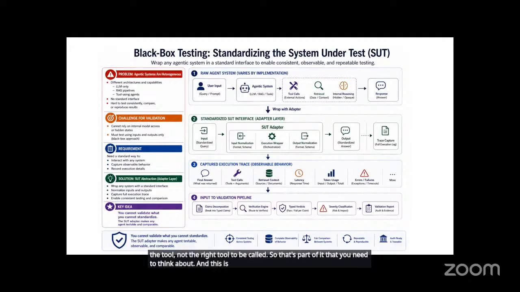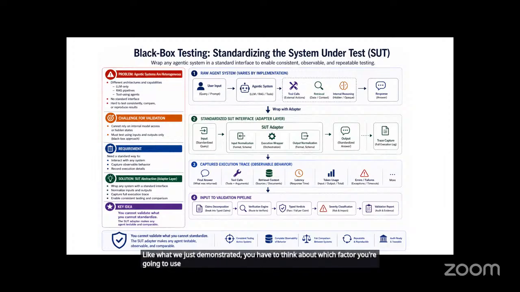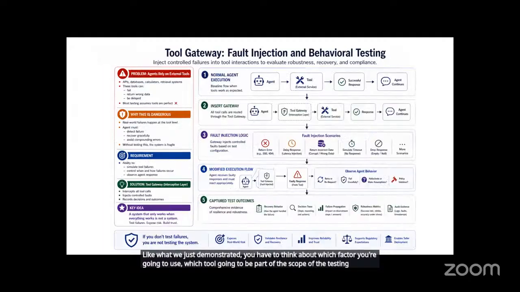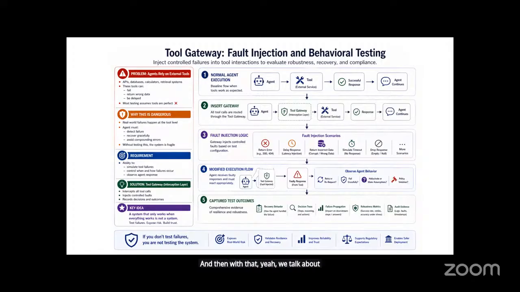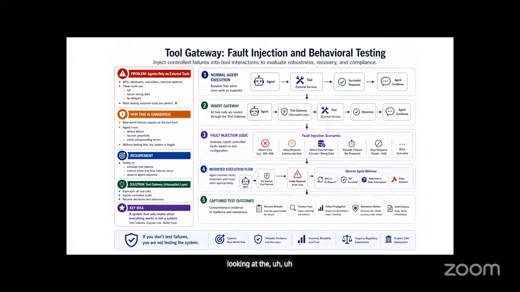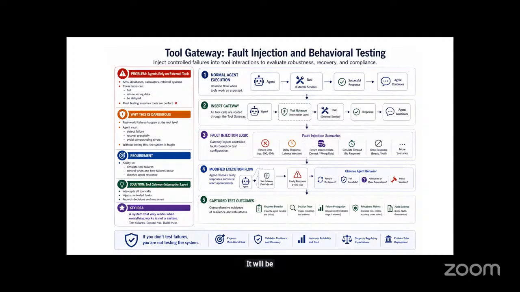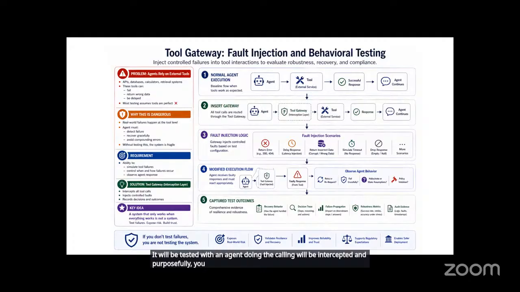This is what we talk about when running design of experiment, like what Wing just demonstrated. You have to think about which factor you're going to use, and which tool is going to be part of the scope of the testing. When we start talking about tools, we need to test how the tool is doing, so you do fault injection logic purposefully. As part of your design of experiment, you can have a factor on fault injection, looking at the returned error and the delayed response. These will be part of your design of experiment tool factor, so when the agent is doing tool calling, it will be intercepted, and you purposefully inject fault injection logic to see how the agent behaves.